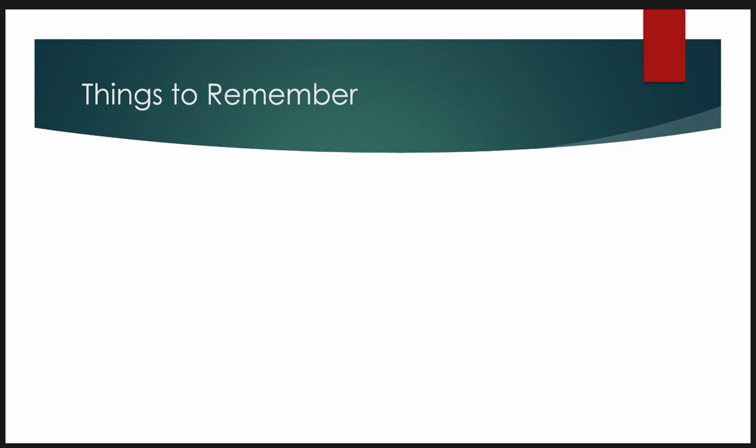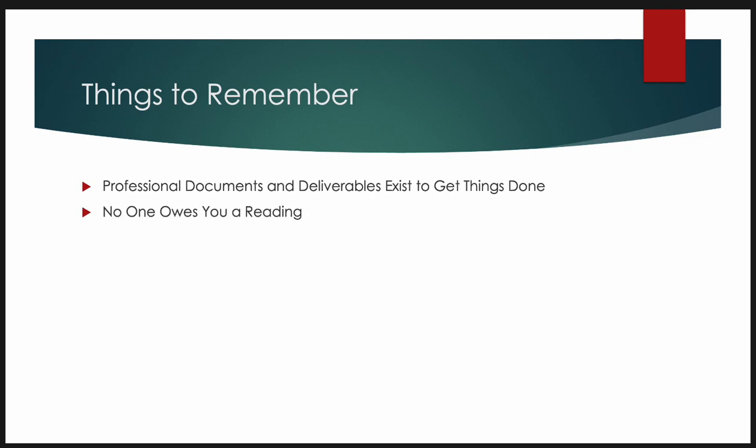So there are a few things to remember when we think about professional style. First and foremost, this is not about grammatical correctness. You can have a perfectly grammatical document or deliverable that is still poorly conceived for the intended audience, context, and purpose. Things to remember, though, are that professional documents and deliverables only exist to get things done, and that no one owes you a reading. When we think about the document or the deliverable, we really have to focus on the reader or the audience and make sure that the reader and the audience's needs are in the forefront.